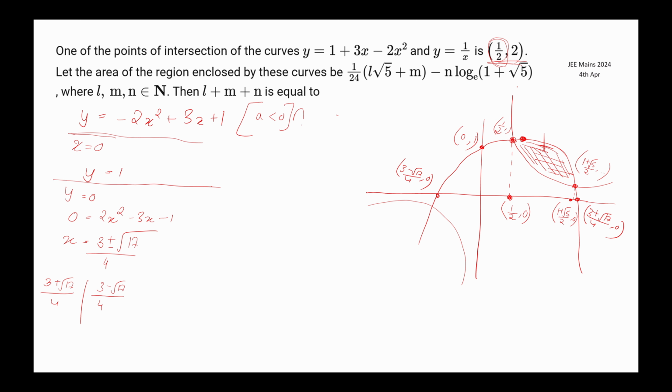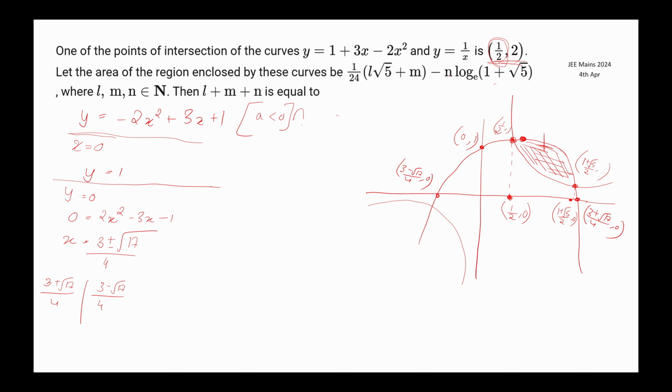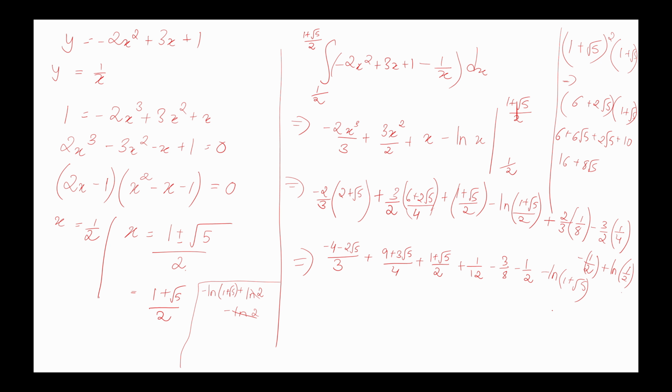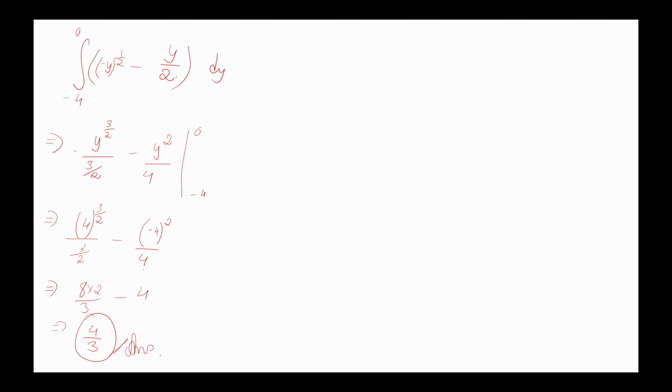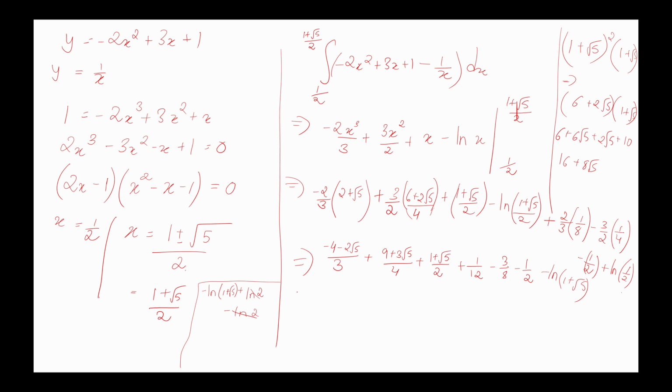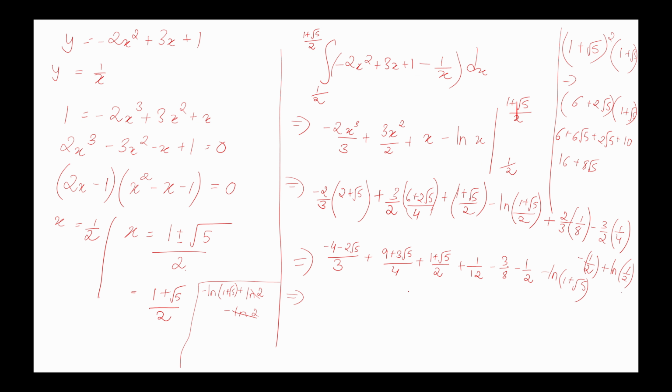They had told us that this value is equal to n log e 1 plus root 5. So from this entire value that we've gotten, we can see that our n value would of course be 1, because there is just one ln term that we have. So we've gotten our n to be 1. Let us find out our m and l. So what would be our coefficient of, let us do it directly. So what would be our coefficient of root 5 basically in this equation?